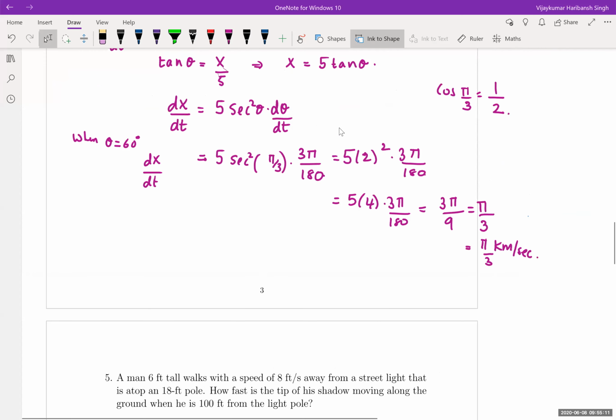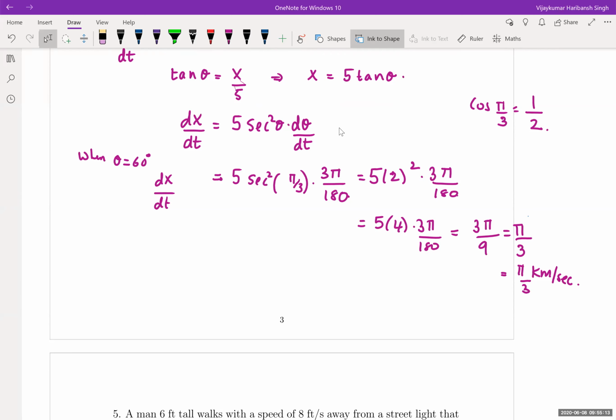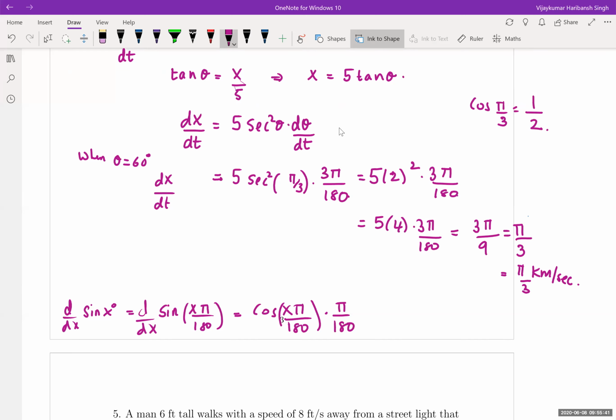The reason to convert it into radians is the following. Note, if we have d by dx of sine x measured in degrees, this is going to be d by dx of sine of, what is the degrees into radians? x pi by 180, and you get cos of x pi by 180 times the derivative of the inside, which is pi by 180. So you basically have cos of x degrees times pi by 180.